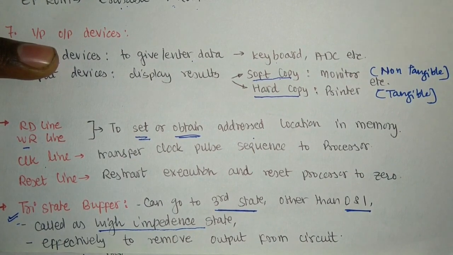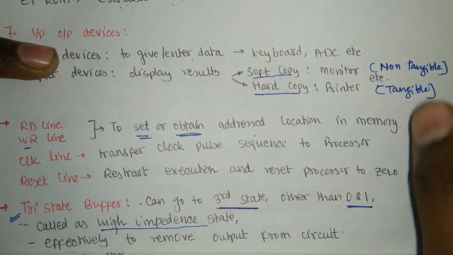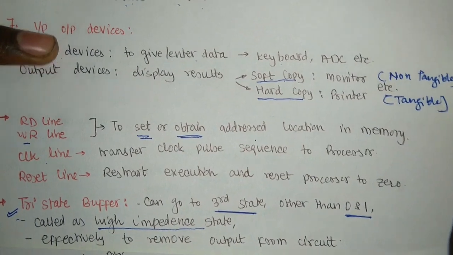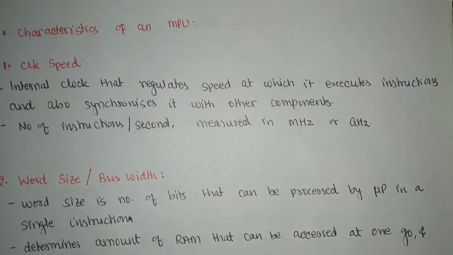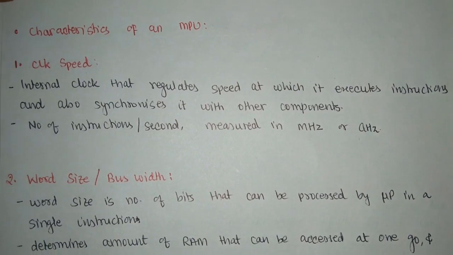It is used effectively to remove the output from the circuit. So it will be basically disconnecting the circuit from our output. So I will not have any output, I will not have 0 or 1. Simply there will be no output because of the high impedance state of our transistor here. So these were the basic elements or the basic components of any microprocessor. Again, we are going to discuss them in 8085 in detail.